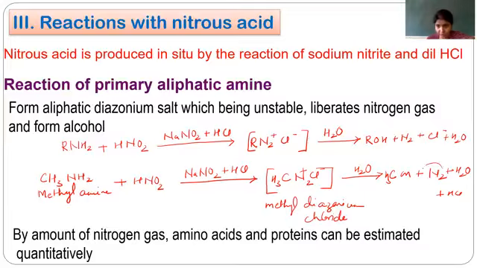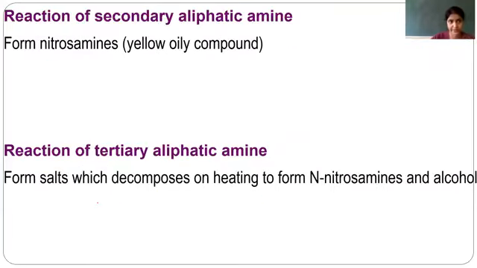The nitrogen evolved in this reaction is directly related to the amount of amines taken in the reaction. So by the study of the amount of nitrogen, we can estimate the content of amino acid and protein present in the sample.